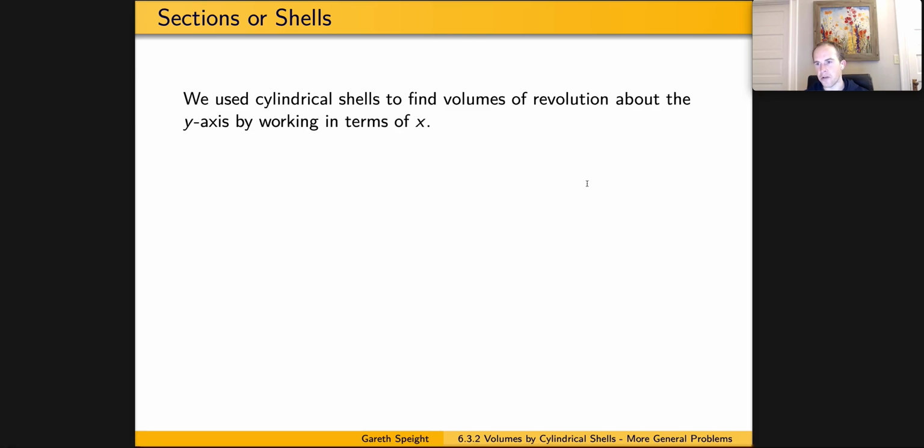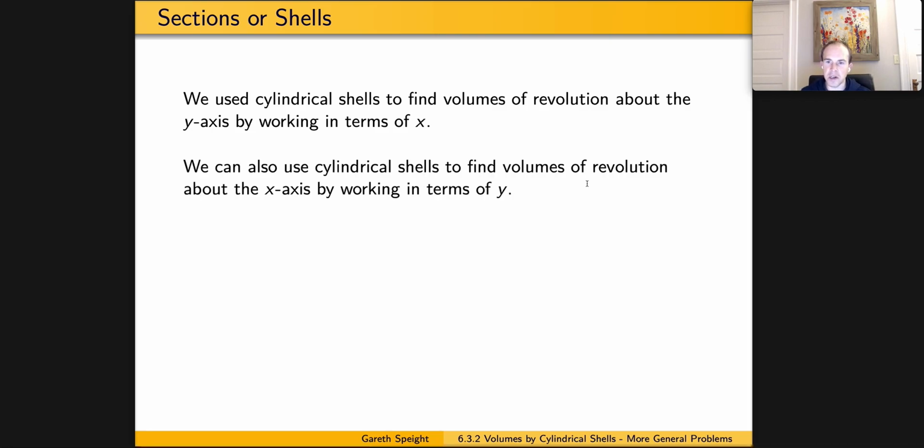Either because that's what we were asked to do in the question, or maybe there are lots of functions where we cannot invert to find x in terms of y. So as we did before with slicing, we can swap everywhere the x and y to get another rule for integrating or working in terms of y. So we can also use shells to find volumes of revolution about the x-axis. So rather than the y-axis, we switch to the x-axis by working in terms of y. So we get another rule for rotating about the x-axis, working in terms of y.